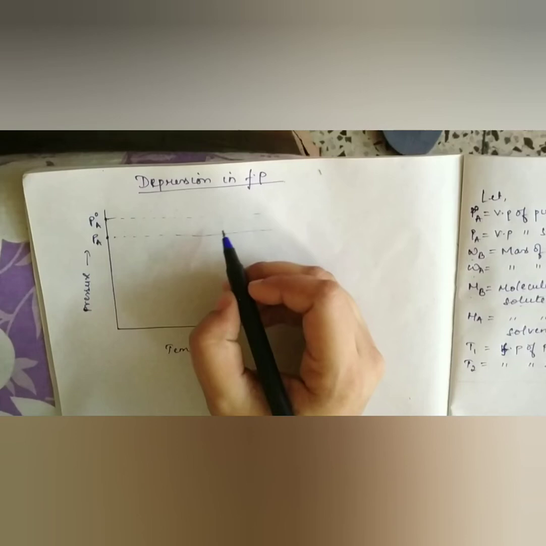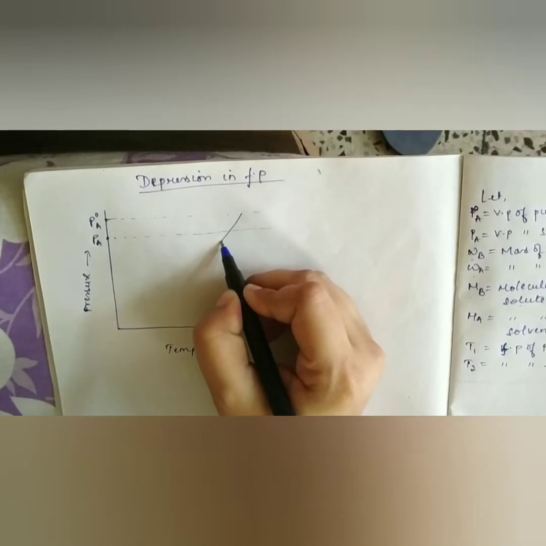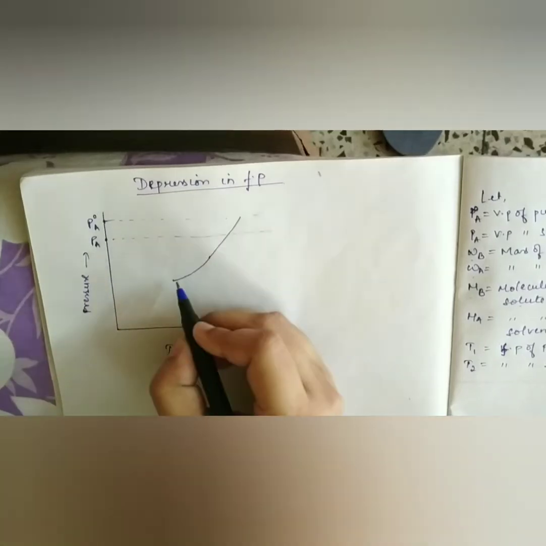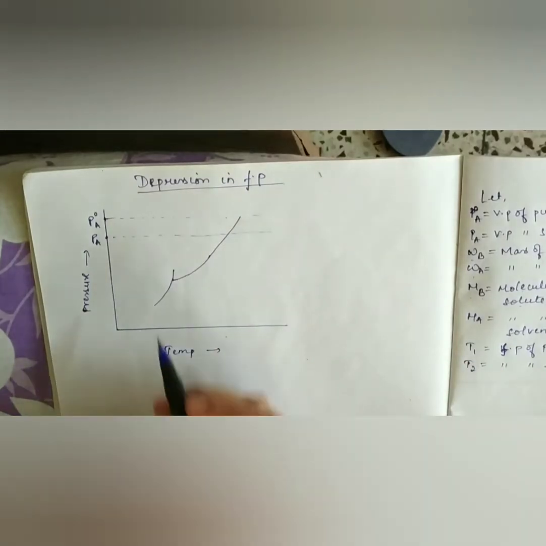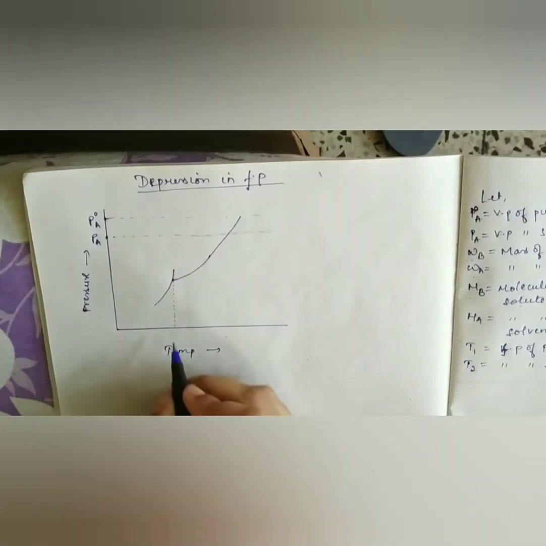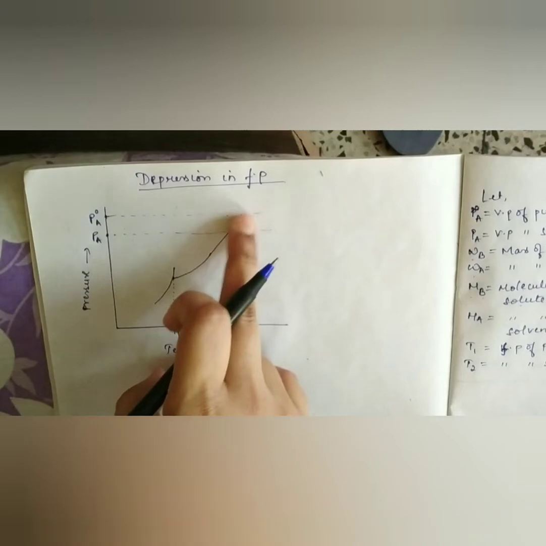So let us start drawing the curve for the pure solvent. As we decrease the temperature, the vapor pressure of the liquid decreases, and at a certain temperature it becomes equal to the vapor pressure of the solid. This temperature is known as the freezing point of the pure solvent, which I am representing by T1, since here we have taken T1 to be the freezing point of the pure solvent. So I am writing here T1, which is the freezing point of the pure solvent.